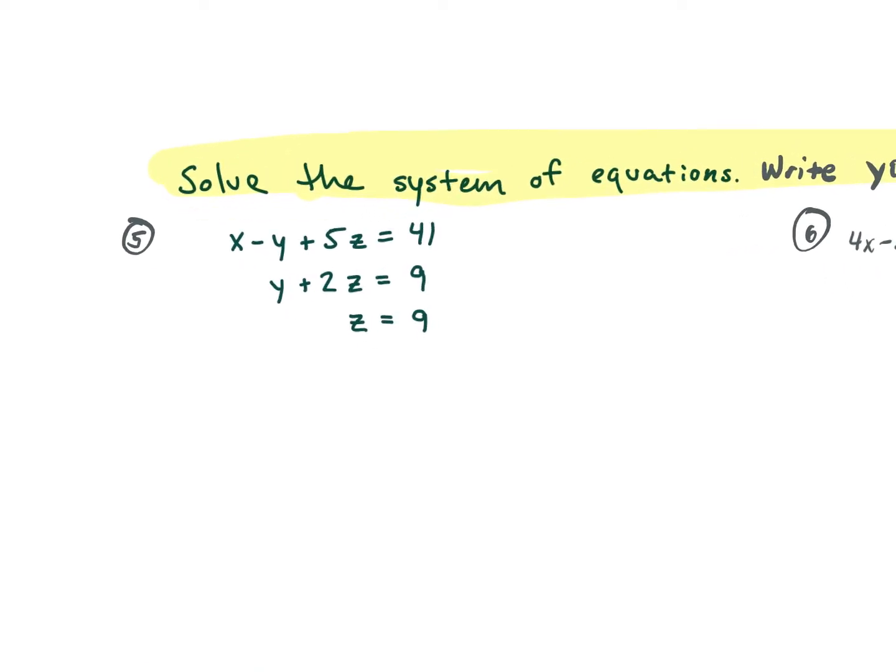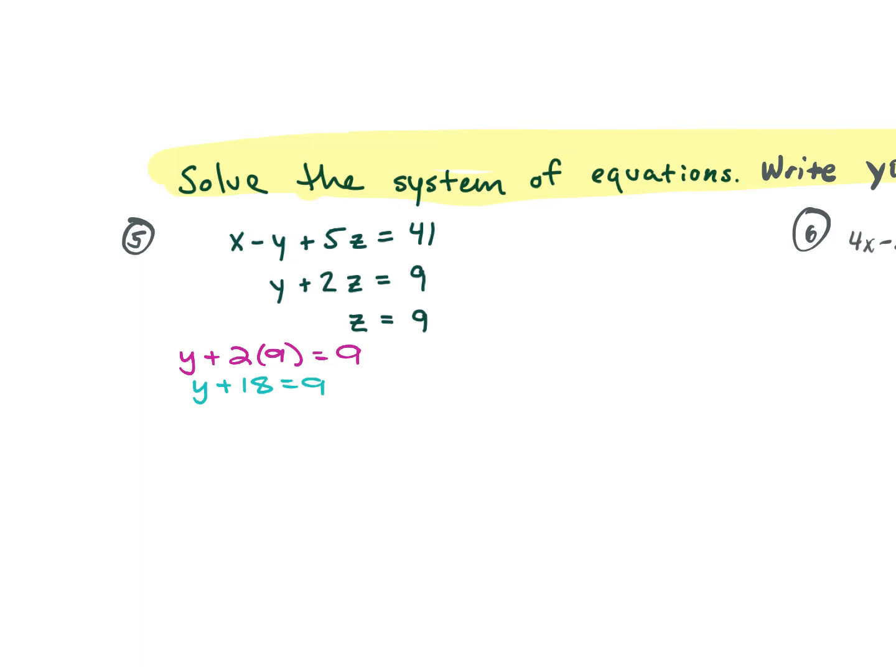So because we already have one of these variables solved for, we're just going to plug it into that middle equation. So we're going to have y plus 2 times z, which is 9, is equal to 9. 2 times 9 is 18, so y plus 18 is equal to 9.